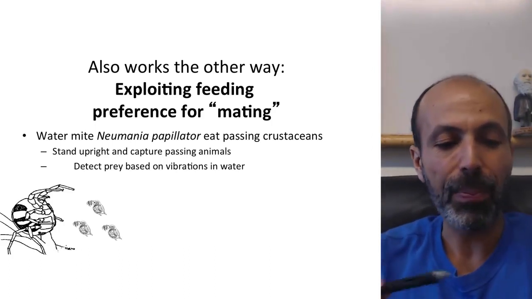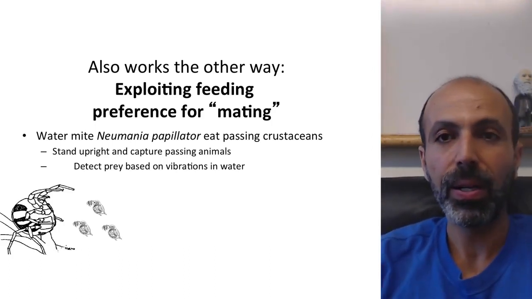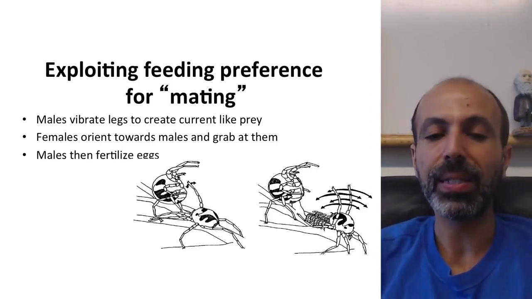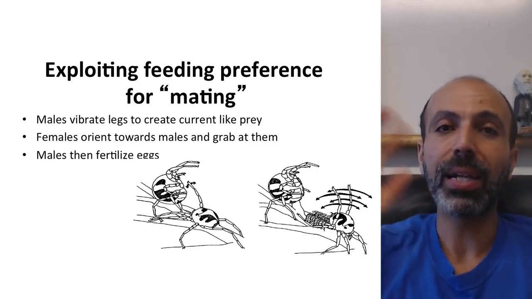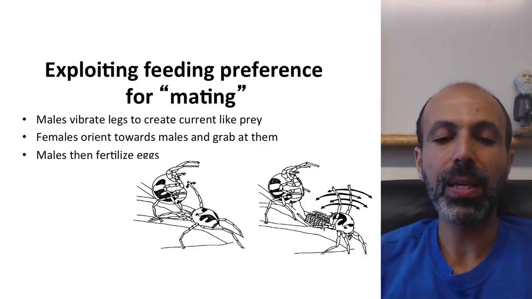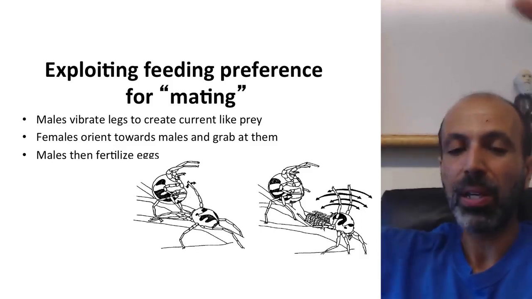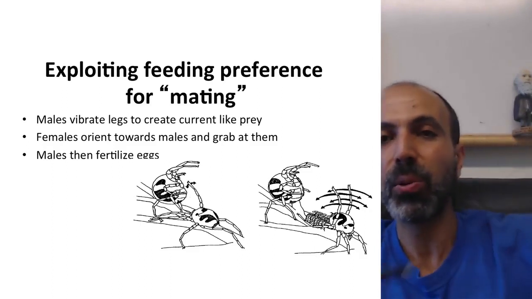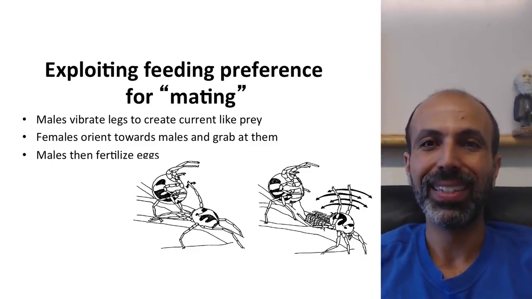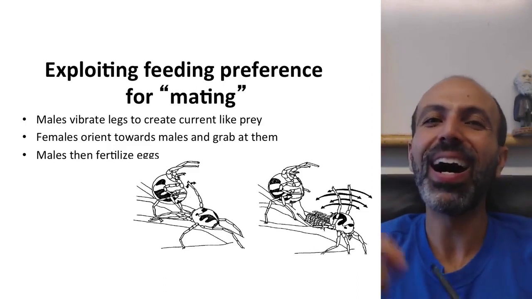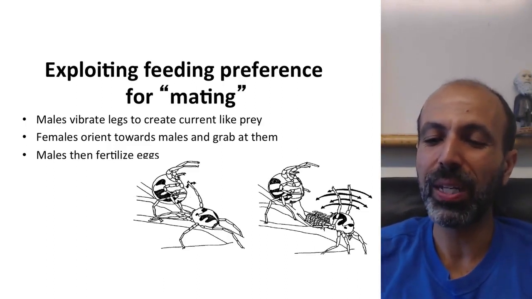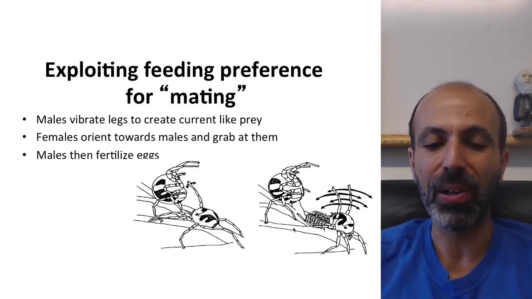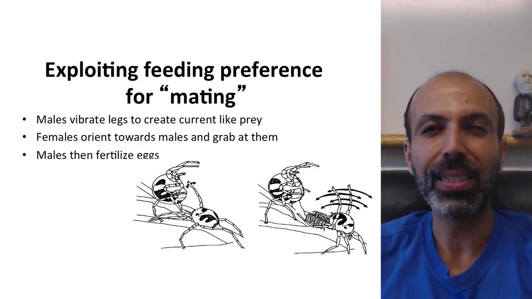What's interesting that's happened, so this is a female maybe sitting there. What's happened is the males actually vibrate their legs, mimicking the exact vibrations that the prey do. What happens then is the females will orient towards the males and grab at them. And when the females do this, the males very quickly fertilize the eggs. So this is a very odd situation where the males are exploiting a feeding behavior by the females to come in and fertilize her eggs and get close in that sense.